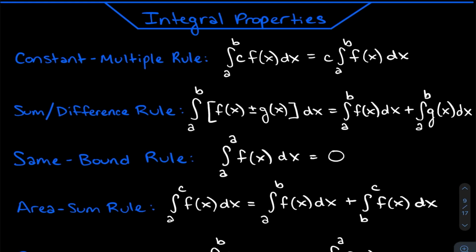First off, constant multiple rule, sum difference rule. They're the same as with indefinite integrals, right? And also the same with derivatives. We can pull a constant out. The constant doesn't matter. If it's being multiplied, we can pull it out, it's fine. Sum and difference rule. If we have two things being added or subtracted, we integrate them separately. And we do that anyways.